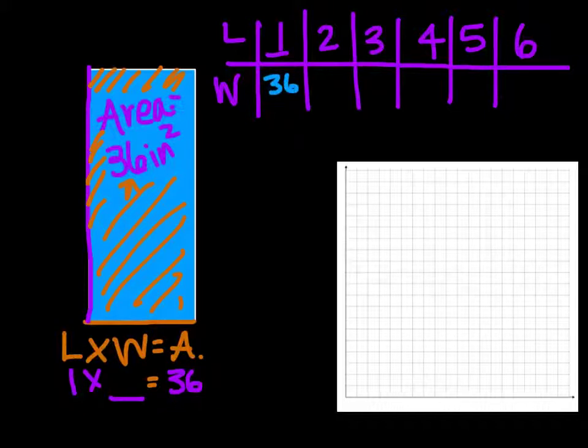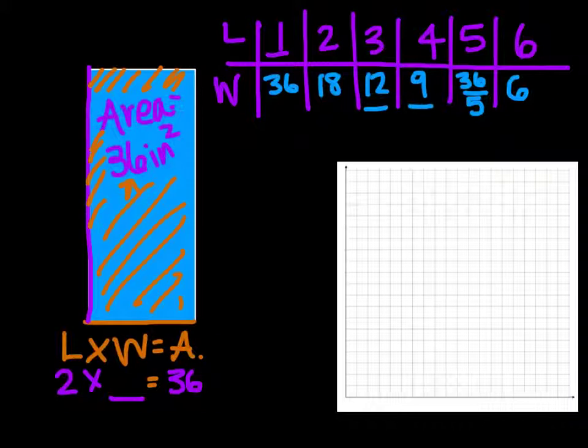Let's try another one. If we have instead of the length of 1, let's try maybe a length of 2. 2 times what gets us 36? Well, hopefully you guys are screaming out 18. Yay, fabulous. We can do the same thing for 3, 4, 5, and 6. So hold on a second and I'll magically appear. So magic, we have the rest of our table filled in. We have essentially 12 times 3 will get us 36. 9 times 4 will get us 36. And I'm going to jump over to 6 times 6 gets us 36.